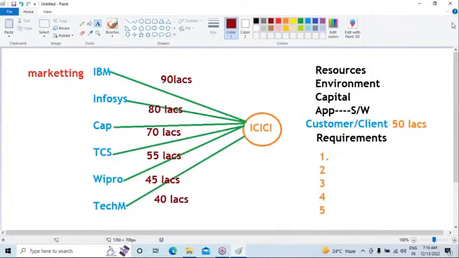Now, the question here is, to whom are we going to give this project? To which company are we going to give the project? Yes, to whom are we going to give the project? To which company? I'm asking you people only, guys. Please respond.